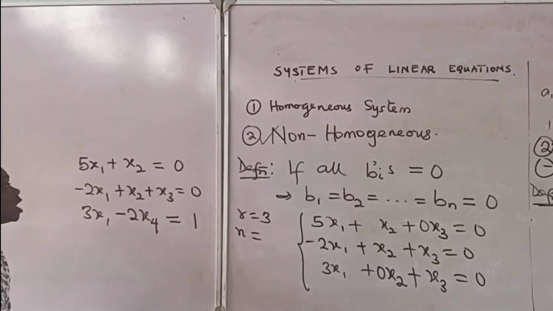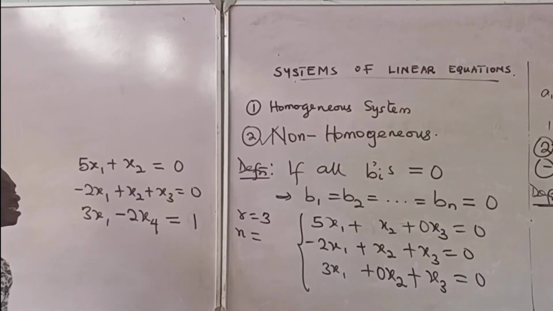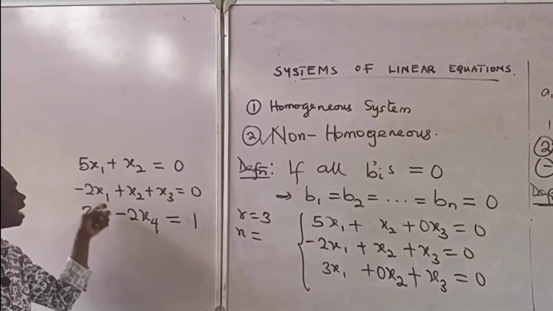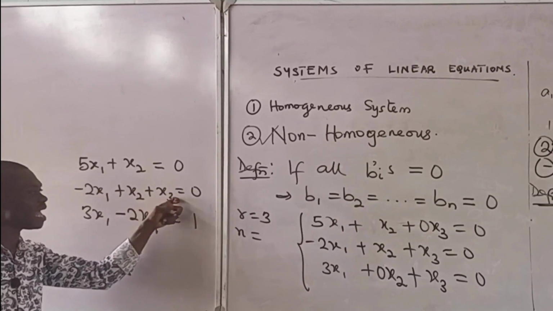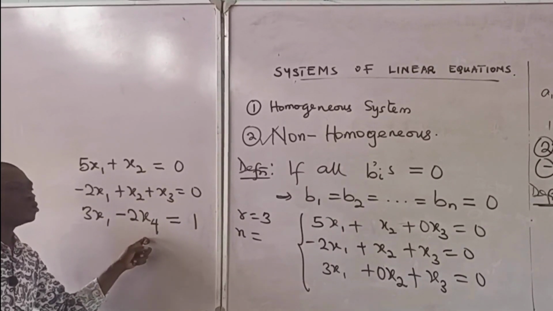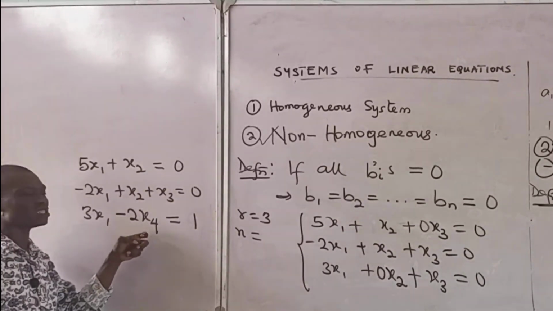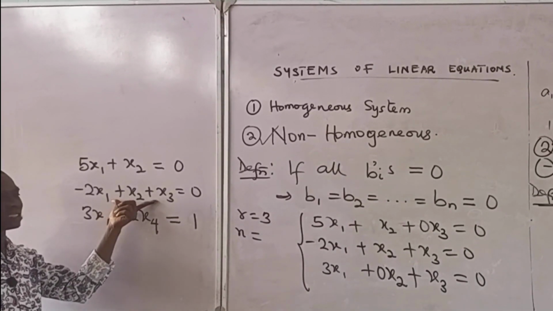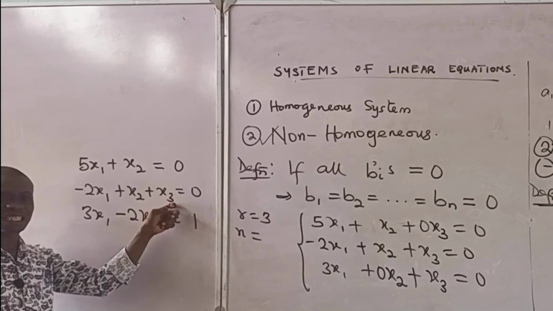So how many equations are here? There are still 3 equations. And how many variables do we have now? There are 4 variables, because there is x4 present. So that means you have x1, x2, x3, and x4. The one showing us the presence of x4 is actually having only 2 variables. But this one has 3 variables. It only stopped at x3.